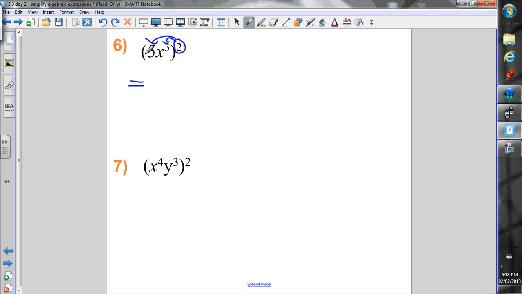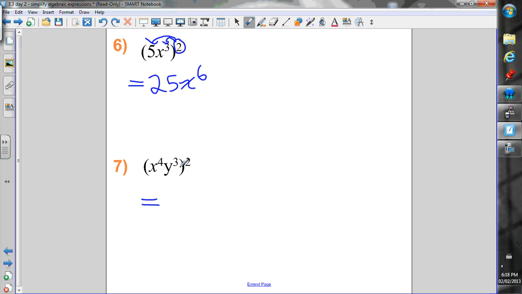Okay, so I need to square the 5. 5 squared is 25. And I also need to square the x cubed. That's a power of a power. The power of a power rule tells me to multiply the exponents and keep the base the same. 3 times 2 is 6. So it gives me x to the 6. And I'm done that one. That's as simple as I can make that.